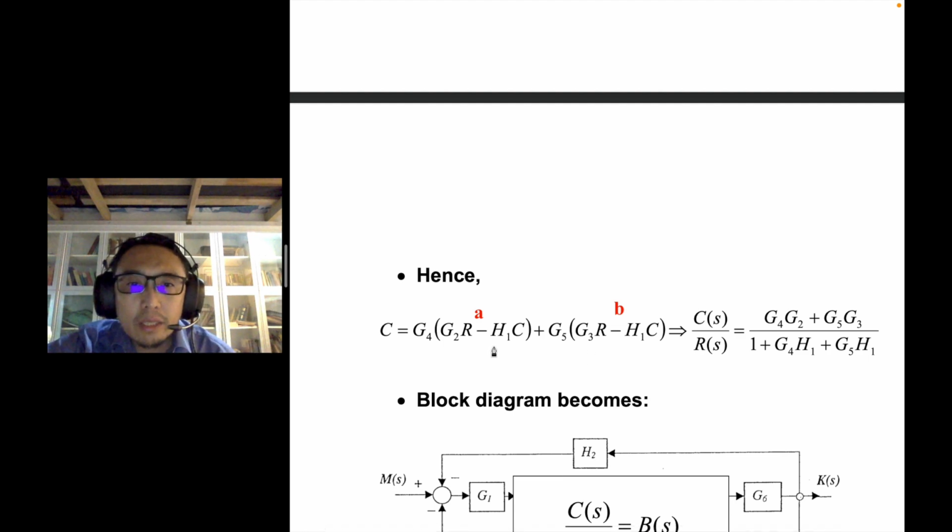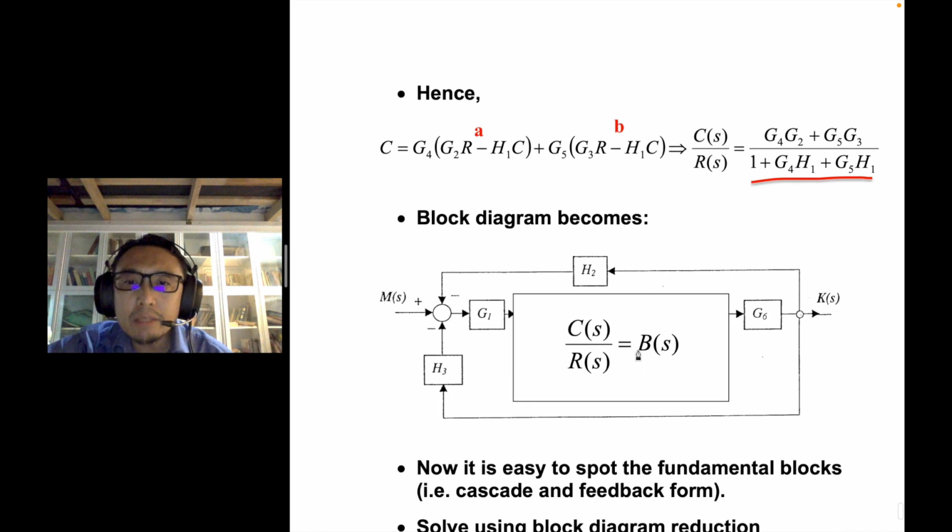And then you can solve for C. So you can group C. You can find the expression for C and R, right? Okay, you have to substitute. You have to find the multiplier for C and R, and you can solve for C and R to be this transfer function. So now the block diagram is just C over R is here.